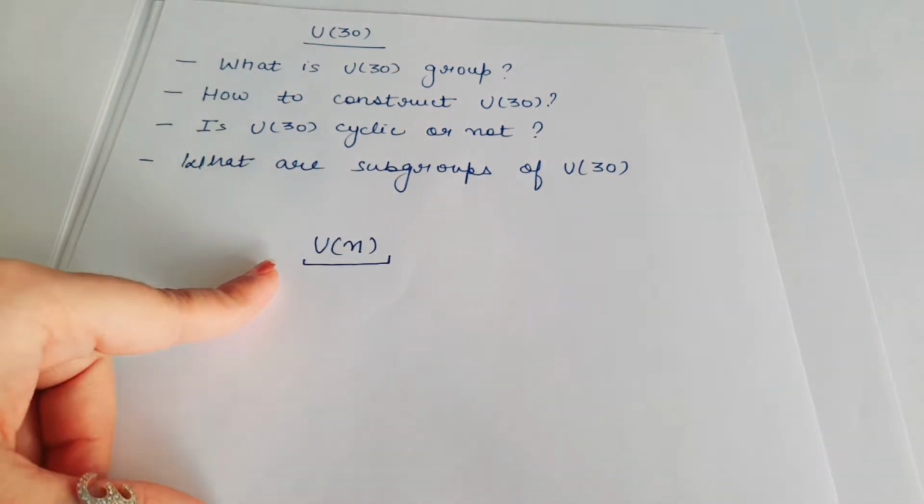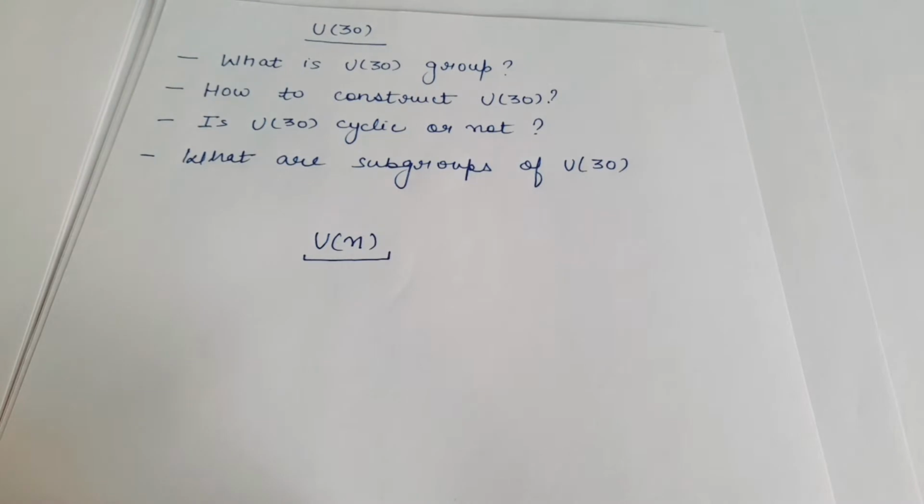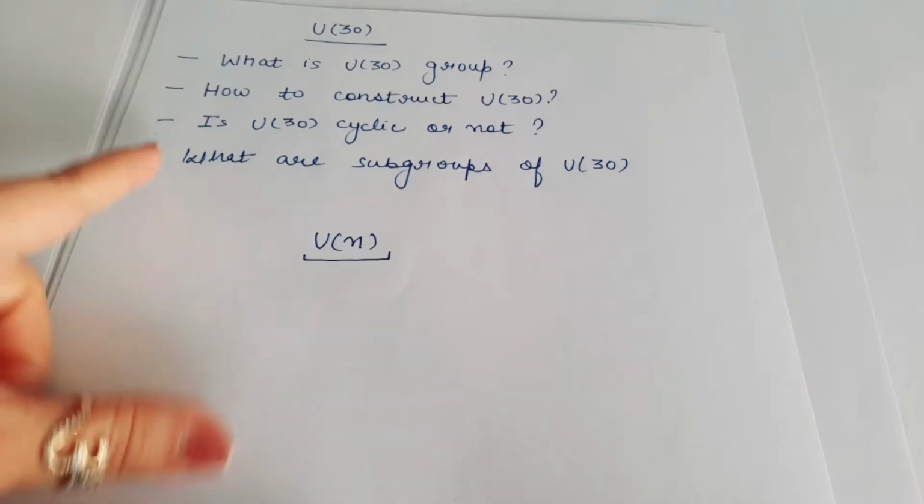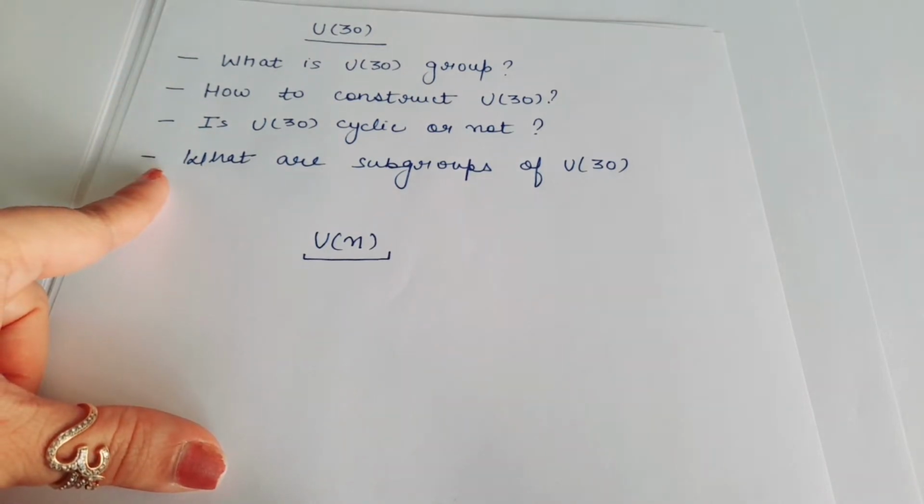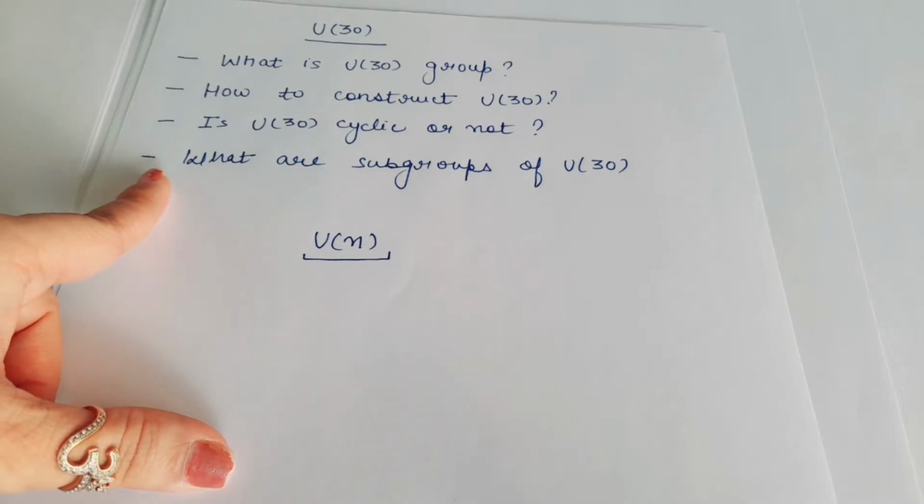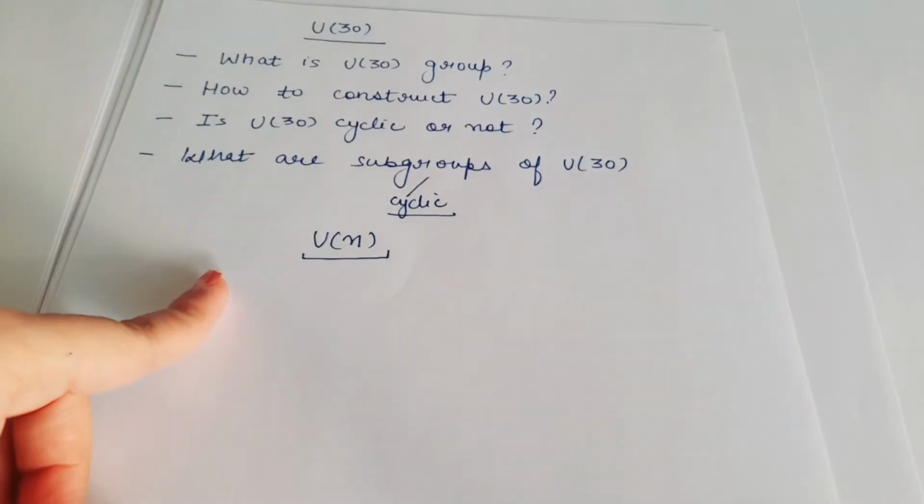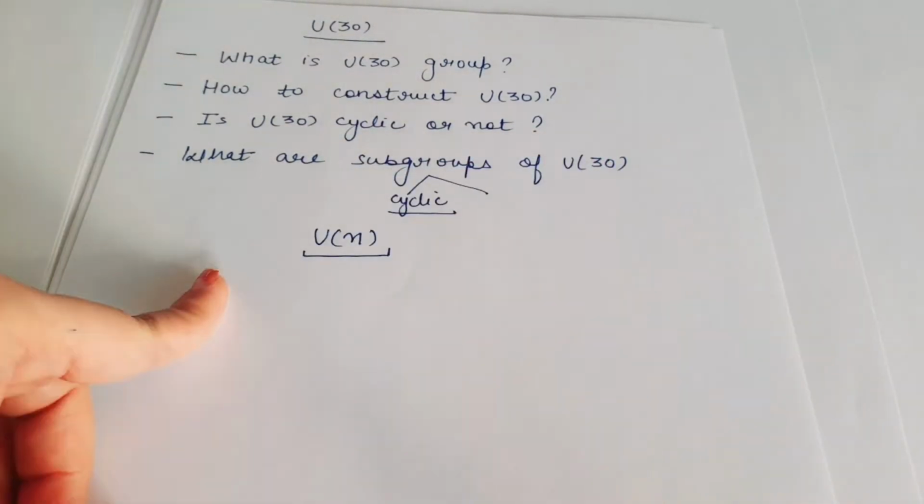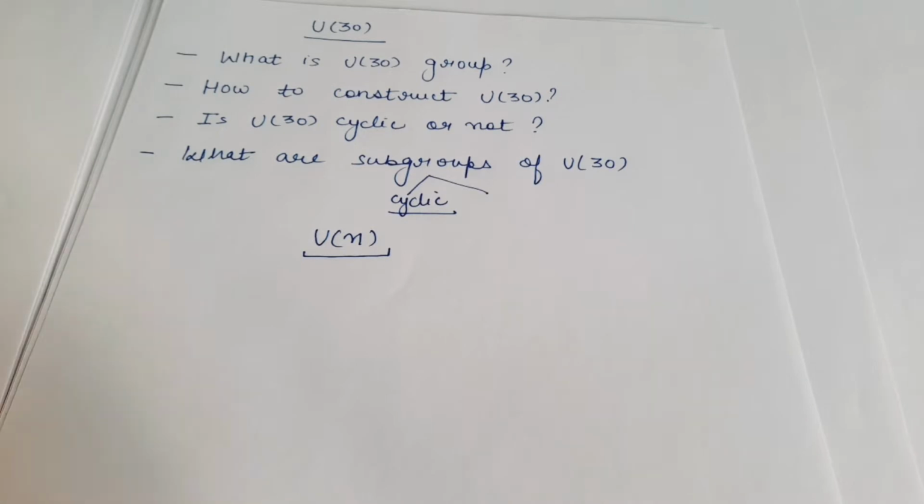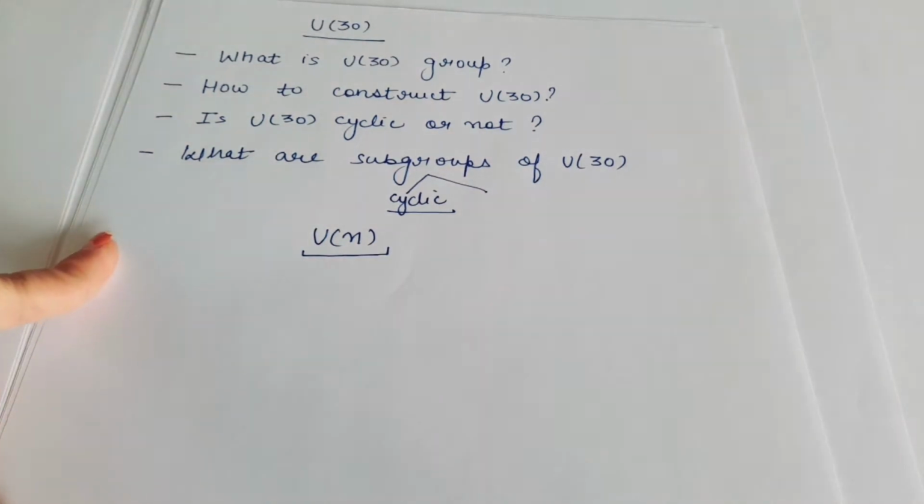We have studied what is UN group, how we can construct UN group, how to prove that UN is cyclic or not, what are subgroups of UN, what are cyclic subgroups, and how we can count other subgroups which are not cyclic, and everything. So as you know, we have studied about UN. In this video we are taking one example.